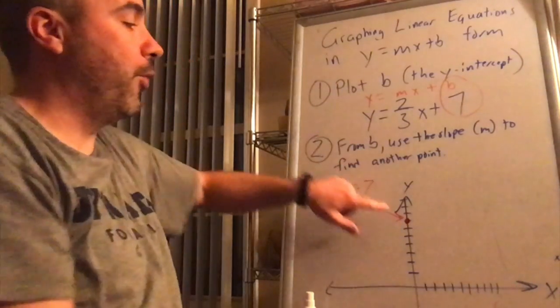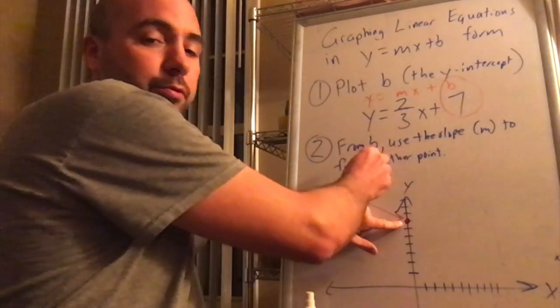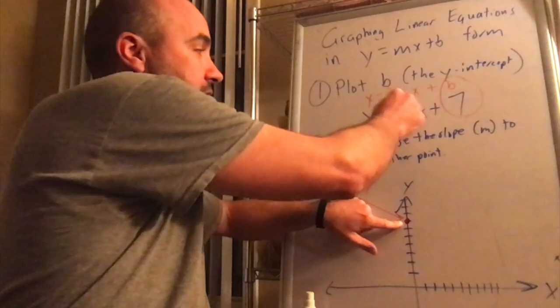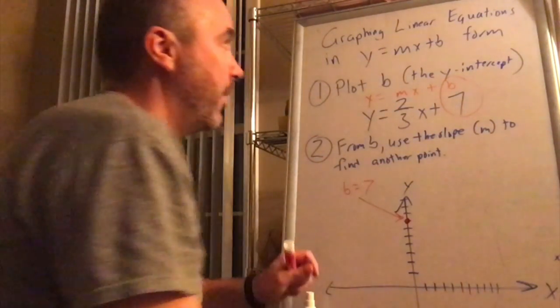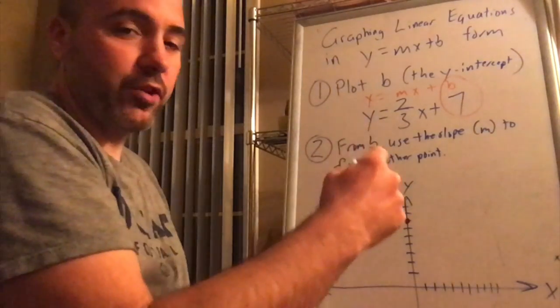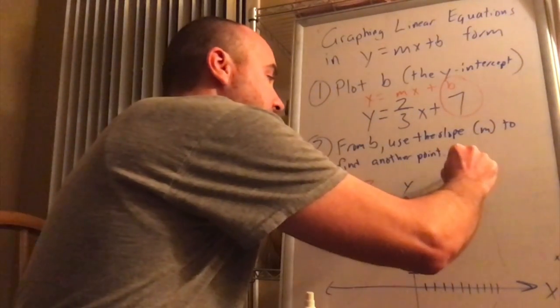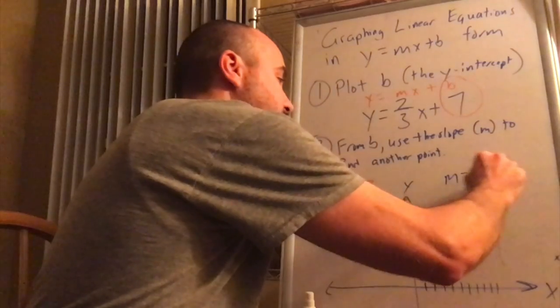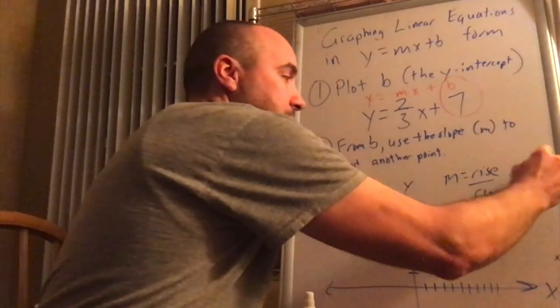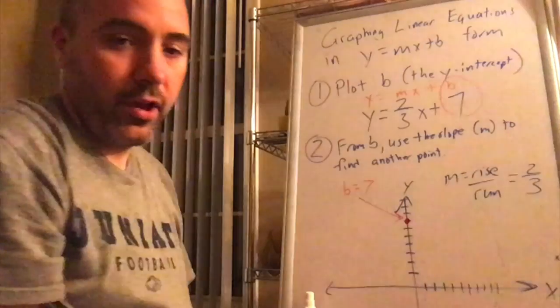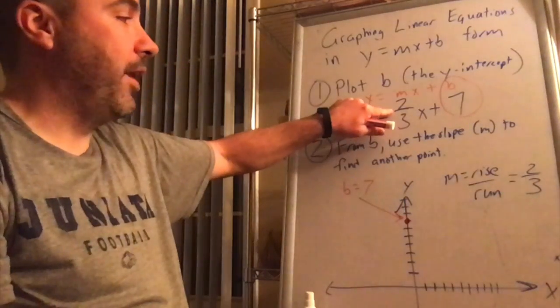Now we're going to go from that point and use the slope, in this case 2/3, to find another point. And it's really important here, and this is why I said we think of slope as rise over run. M is rise over run, meaning the vertical change over the horizontal change. And this is when it's best to use fractions. It's kind of nice when we have 2/3 here.